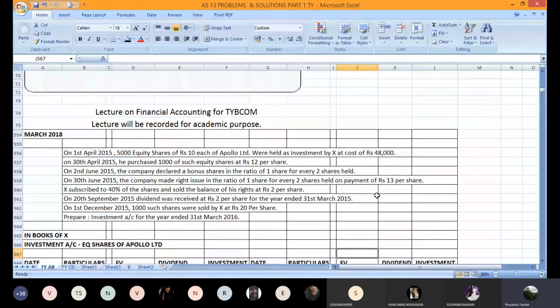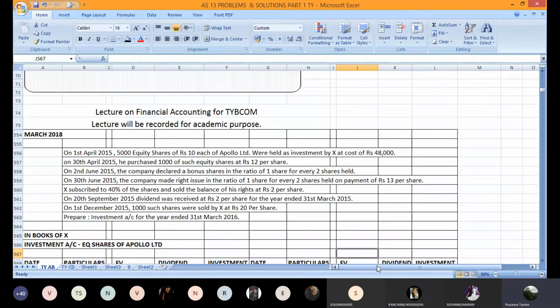On 2nd June, there is an issue of bonus shares. Then on 30th June, there is a rights issue. X has subscribed to 40% of shares and he has sold the remaining rights at 2 rupees per share. On 20th September, dividend is also received. And then there is a sale of shares.